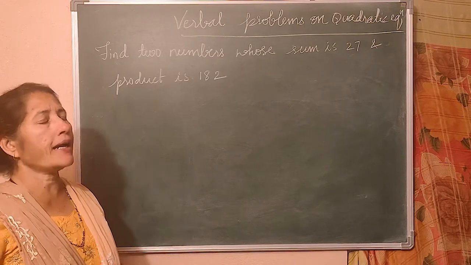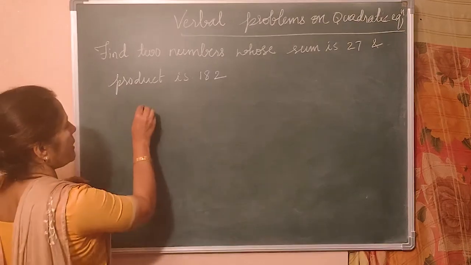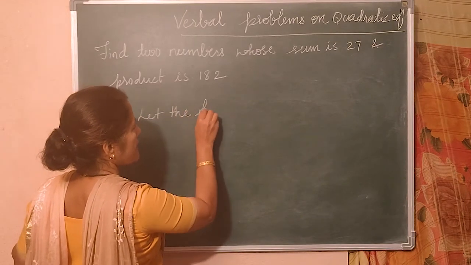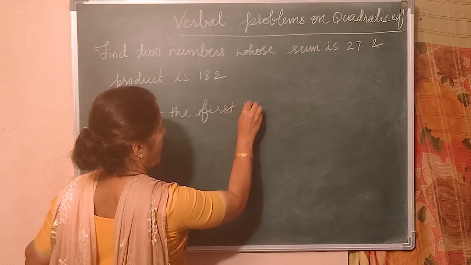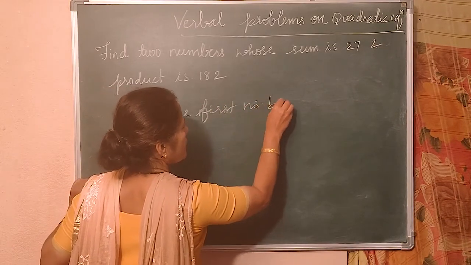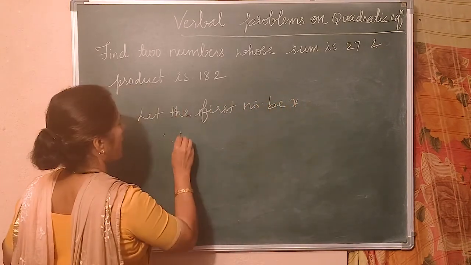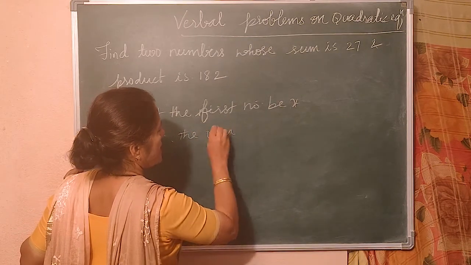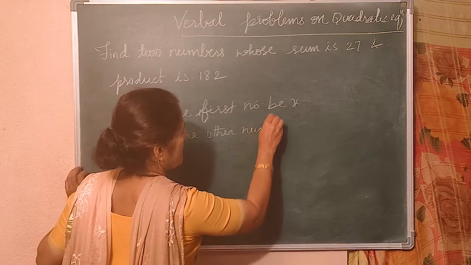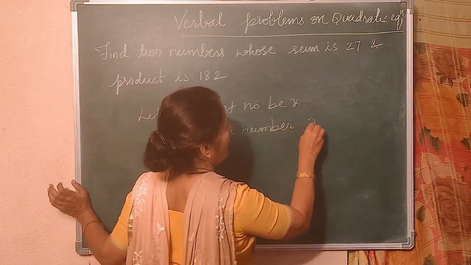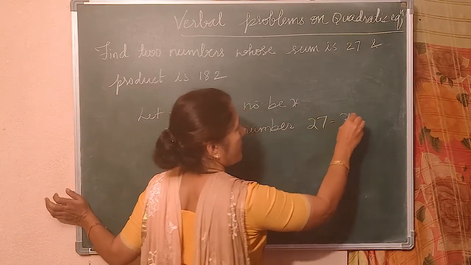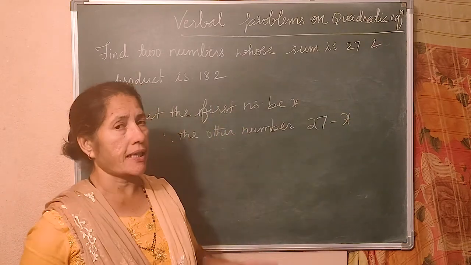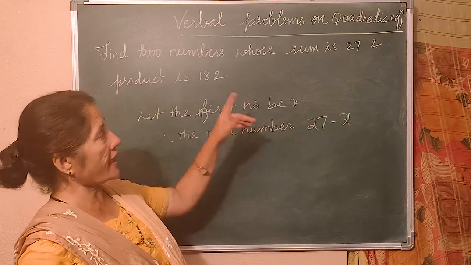So like that, let the first number be x. So therefore, the other number is, can you guess how much? Just now I gave you the hint. 27 minus x. One number is x, the other number is 27 minus x. You understand? What is the next one?